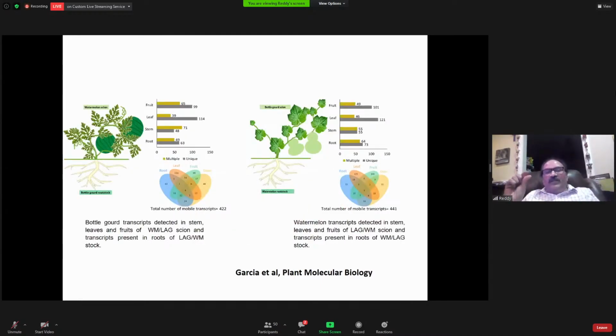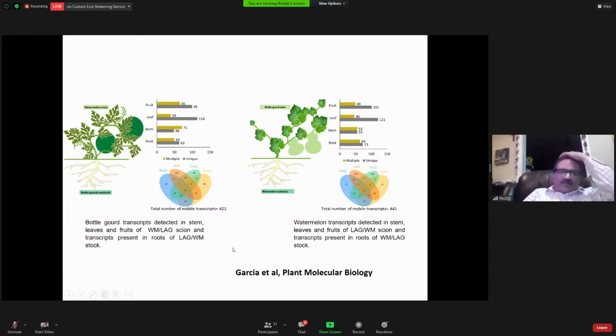We don't want a very thick outer coat. So what we have identified here is an amazing thing. When we grafted bottle gourd and watermelon like this, the genes from the bottle gourd are entering into the watermelon. The transcripts are the proteins. And then similarly, the genes from the watermelon are going down into the Lagenaria. So genes are traveling across these grafts. We identified 422 genes traveling up or down. That was a really amazing thing.